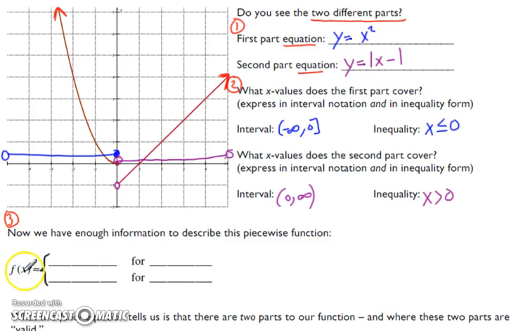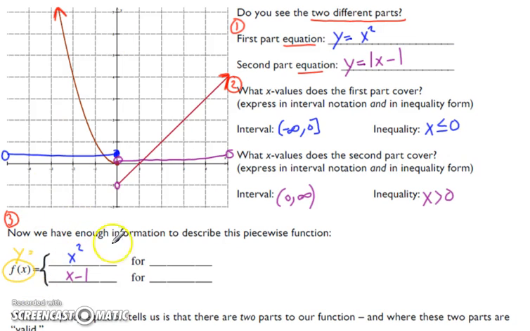This says f of x equals two parts. So I have a line for each of the parts. So I'm going to put what f of x equals. Now remember, f of x is the same as saying y. So f of x equals is the same as saying y equals. So when I put my equation on this line, I don't need the y equals. I need just what does it equal. So x squared for the first part and x minus 1 for the second part.